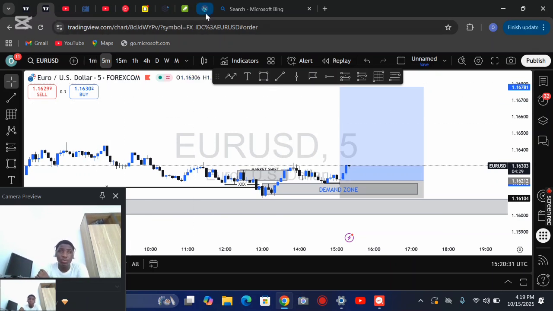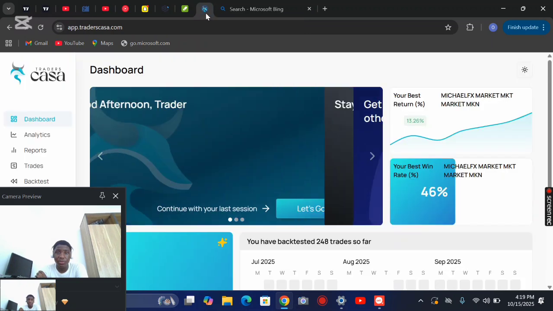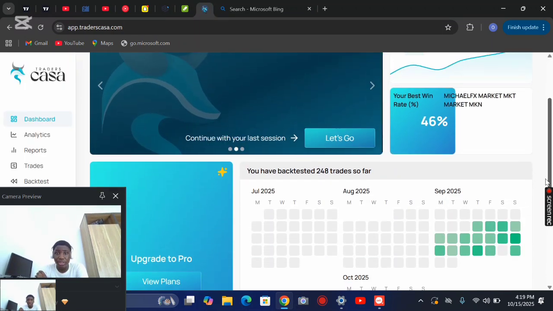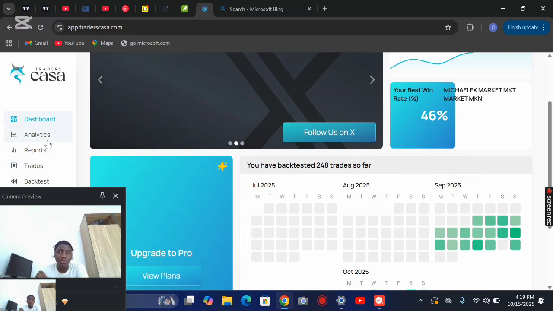Alright, let me also take you guys through my backtesting results. I've also backtested, so this is it. I've taken about 13 trades on EUR USD. My most profitable pair is EUR USD. I'm about to go to 100 trades.